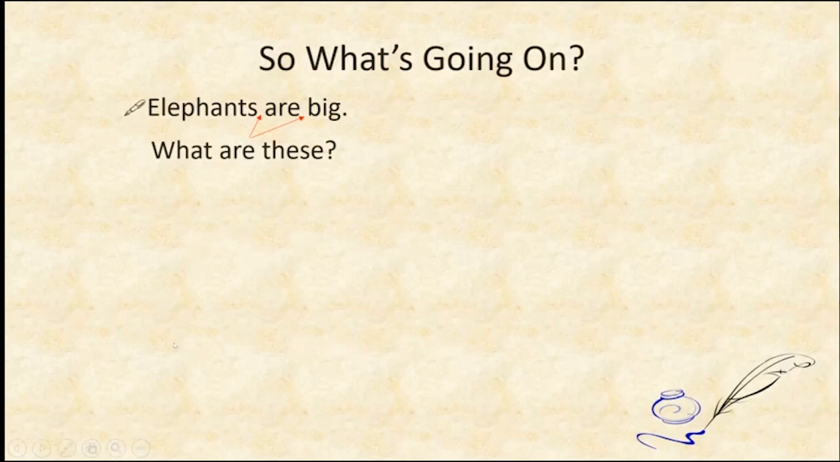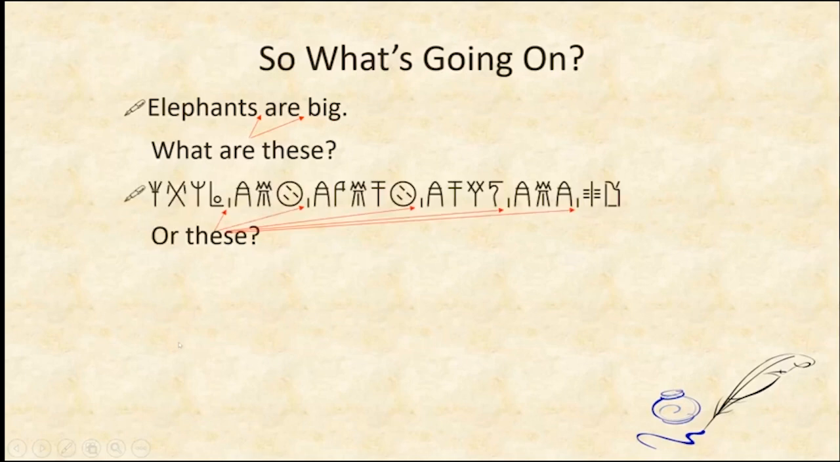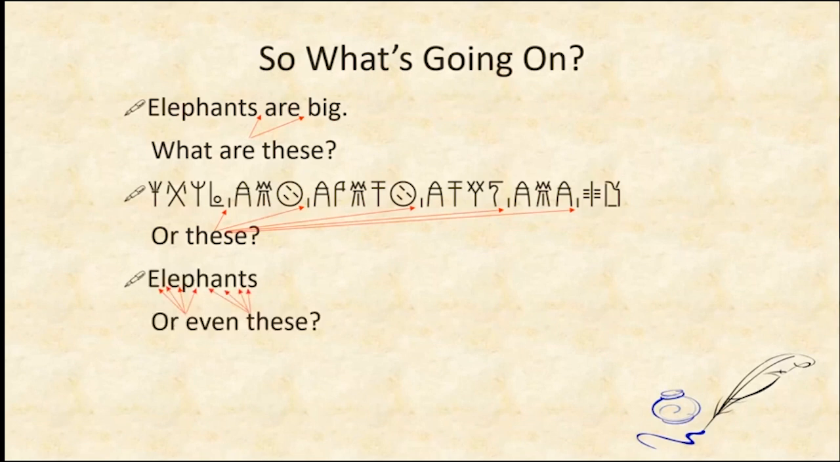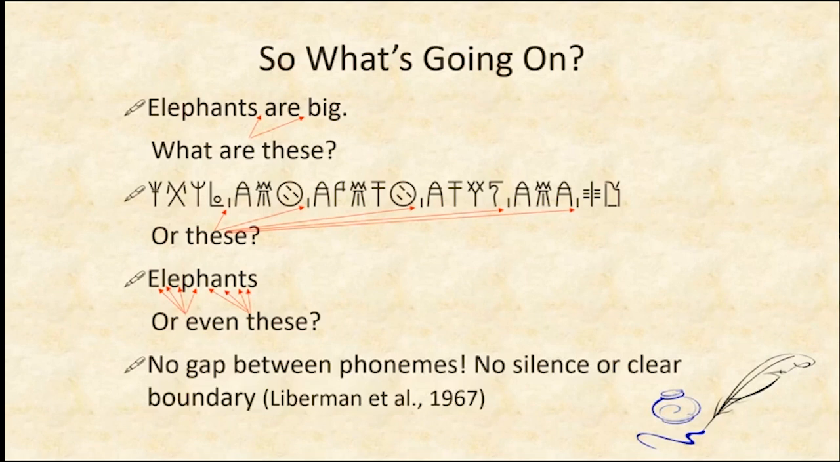What are they doing? What are they? Or these little lines that we find between words in Linear B. Or even these smaller spaces that we find between letters of an alphabet, like the Roman alphabet. And we've known for a long time that there is no gap between phonemes that the gap between the letters represents. There is no silence or even any clear boundary between individual phonemes.